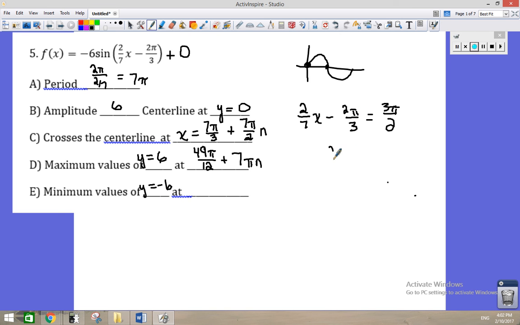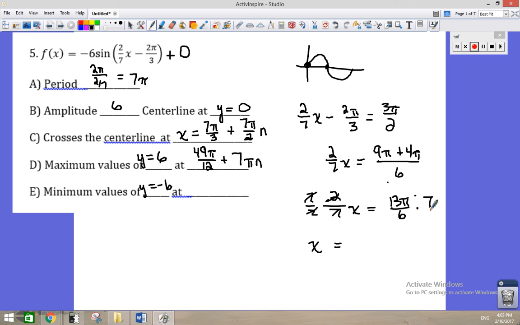All right, so this 2/7 x, and again, let's get a common denominator of 6. So I've got 9 pi over 6. If I multiply that by 3 over 3, and now multiply this by 2 over 2, and I'm adding 4 pi over 6. So I know this 2/7 x is 13 pi over 6. And if I multiply by the reciprocal here, I get x on this side. So I have to multiply this side by 7 over 2. 6 times 2 is 12. And 13 times 7, is that 91?